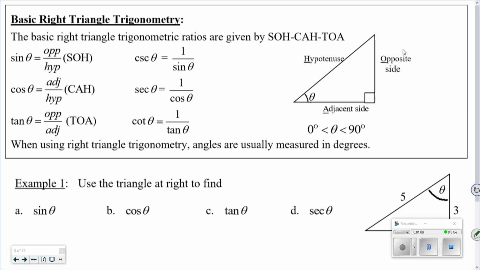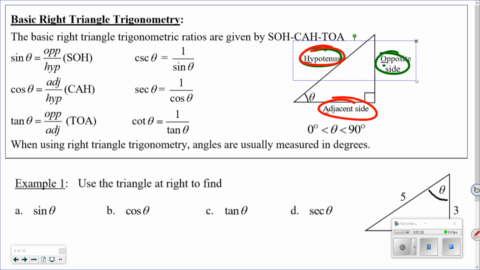There are three other trig ratios. It's the cosecant, and cosecant is simply the reciprocal of the sine. So instead of being the opposite over the hypotenuse, it's the hypotenuse over the opposite. You just flip it over. The secant is the reciprocal of the cosine. So instead of adjacent over hypotenuse, it is hypotenuse over adjacent. And the cotangent, that's what the cot stands for, is the reciprocal of the tangent. So instead of opposite over adjacent, it's adjacent over opposite.